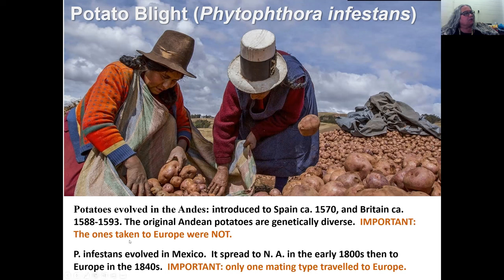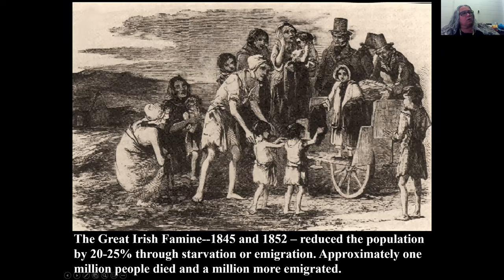Now, Phytophthora infestans evolved in Mexico, probably. It spread to North America and then to Europe in the 1840s. Now, another important thing to note is that only one mating type traveled. To get the sexual spores in Phytophthora infestans, you need two mating types, but only one mating type got to Europe. Okay, well, I mean, you know what happened next, the Great Irish Famine.